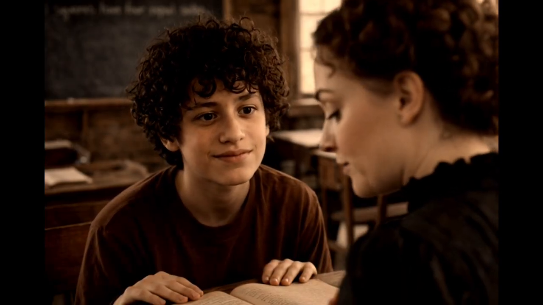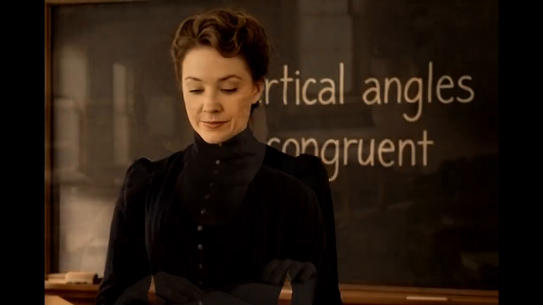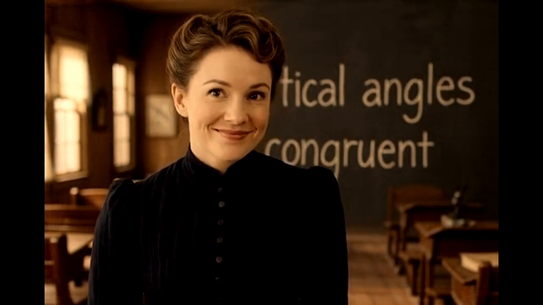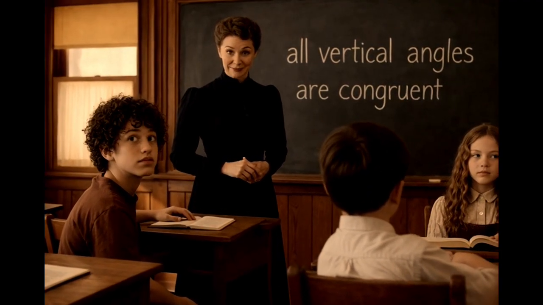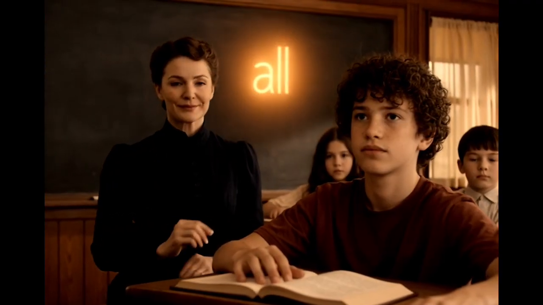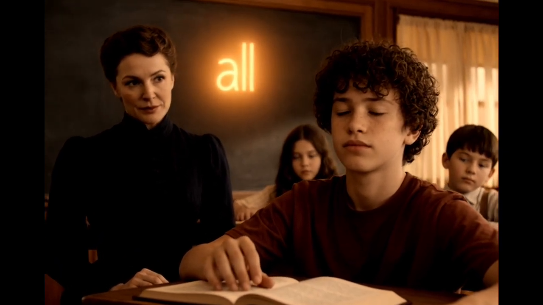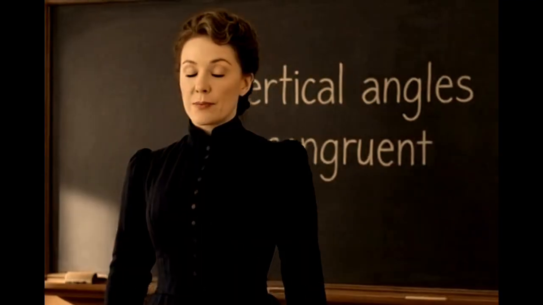That's correct, Jaden. You're understanding it well. Now look at the word all, and that tells us this is a general rule. Whenever you see all, you should prepare to write an if-then statement. We are talking about vertical angles. And what must be true about them? They are congruent. They have equal measures.